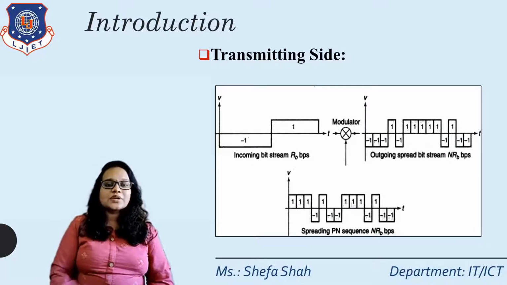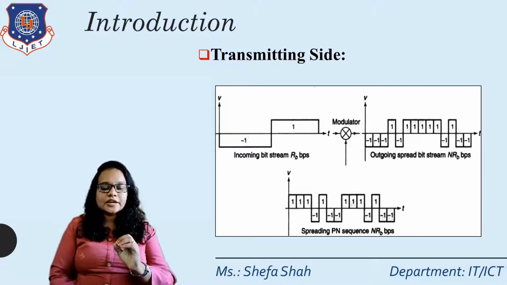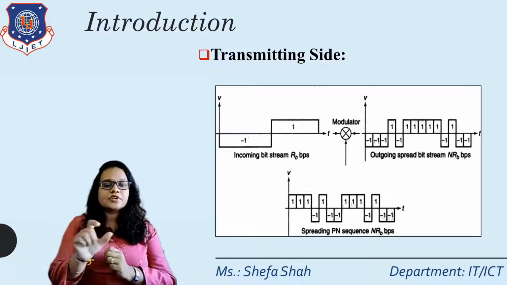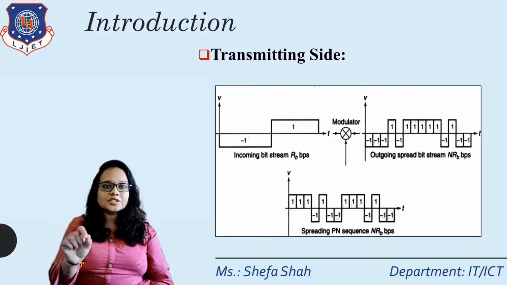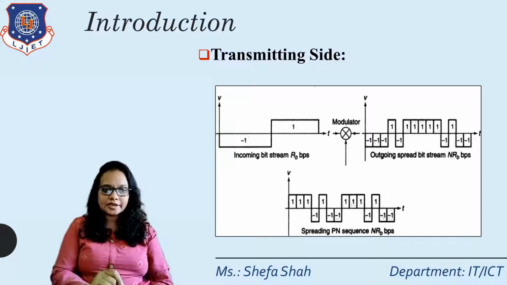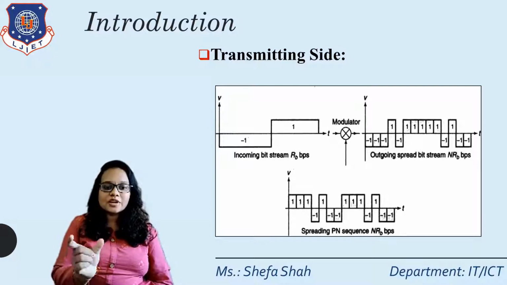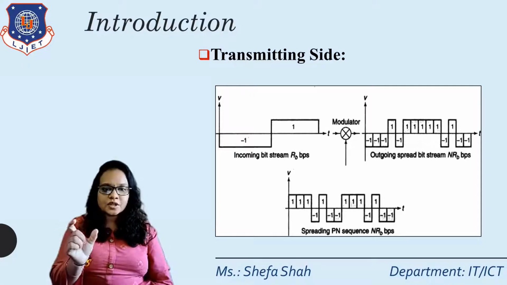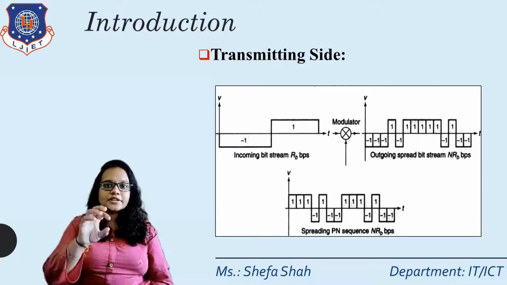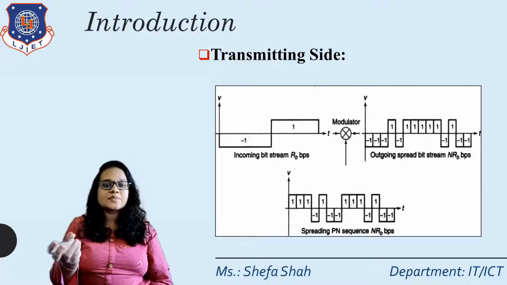Now, as you can see in the figure, this is CDMA on the transmitting side. The first figure shows the input bit stream with a rate RB, that is bits per second. It is a graph of voltage versus time. For a particular time limit the code is -1, and for another particular time limit the code is +1. This code is modulated for transmitting purposes.